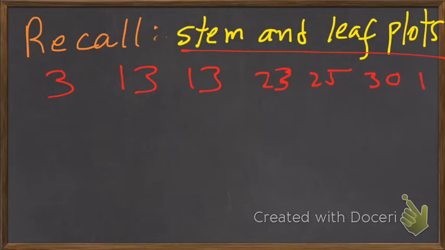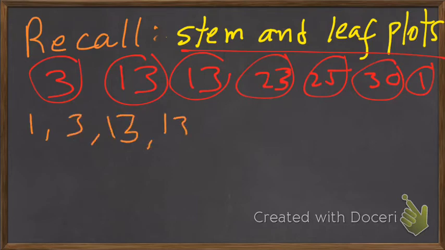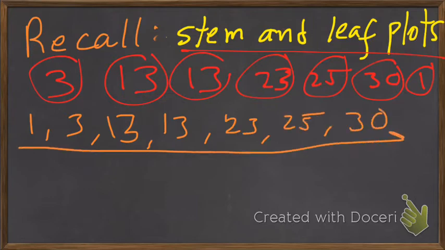Alrighty, so if we were to make a stem and leaf plot, we use stem and leaf plots to organize our data. We've got a few numbers here. Maybe their ages, maybe their birth dates, maybe their test scores. Whatever they are, they're numbers that we can organize. First thing we're going to do is list them from least to greatest. 1, 3, 13, 13, 23, 25, and 30. This gives us a better idea of what numbers we're working with.